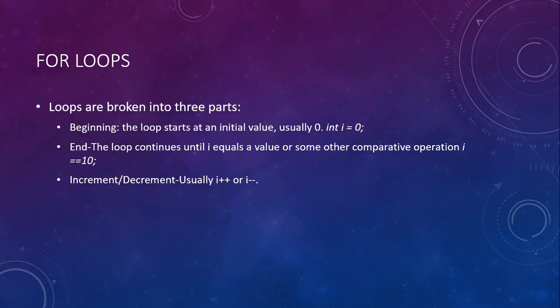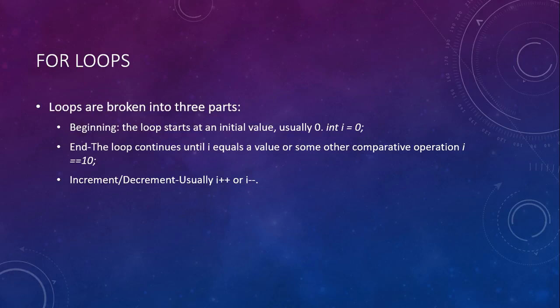That's it. Then we have what's known as the end. So how long for your loop to run? This is where the loop's going to continue until i equals a value or there's some other comparative operation. So i equals 10, or i is less than 5, i is greater than 5, any kind of operation like that. So it's always going to be some kind of comparative thing.